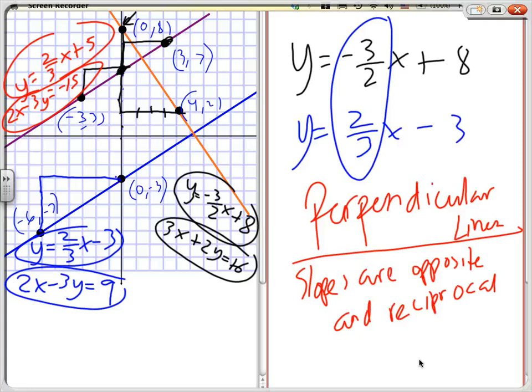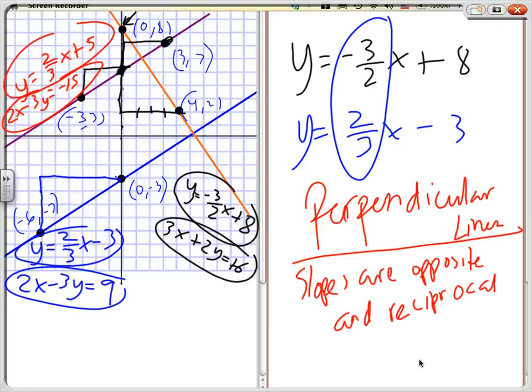So for instance, once again, if I have a slope of 5, what is the slope of the line that's perpendicular to that line? Let's apply this. Yeah, -1/5. So if the slope of one line is 5, then the other line has to be -1/5. You see it? Negative reciprocal. So opposite reciprocal. That's what I'm talking about.